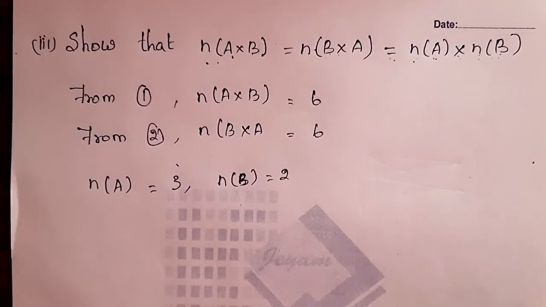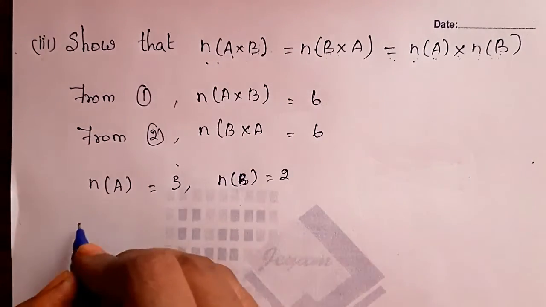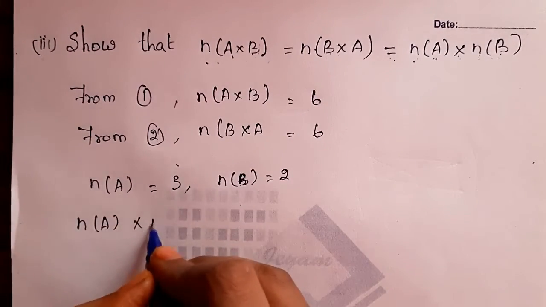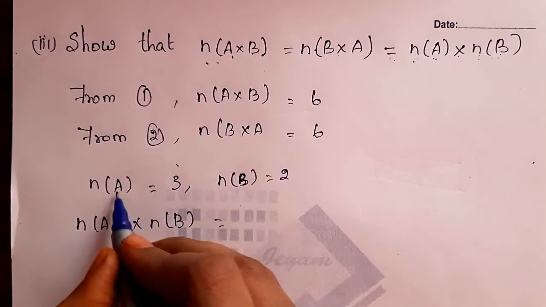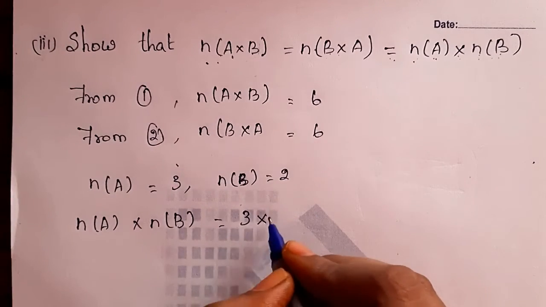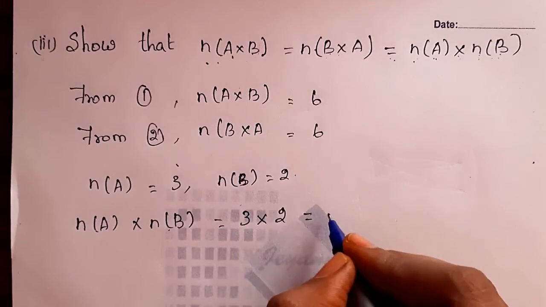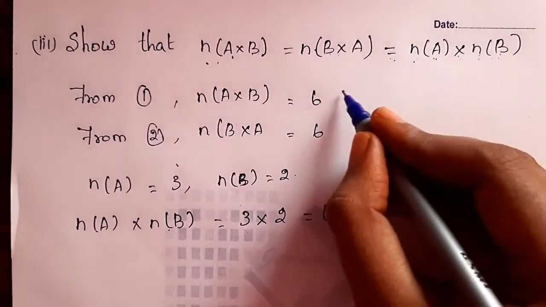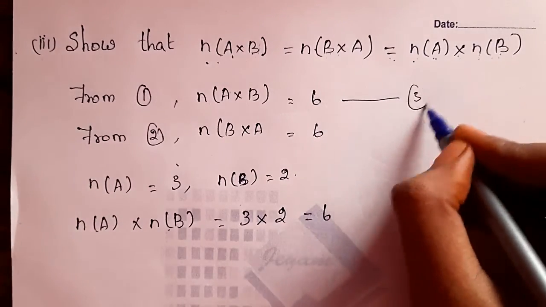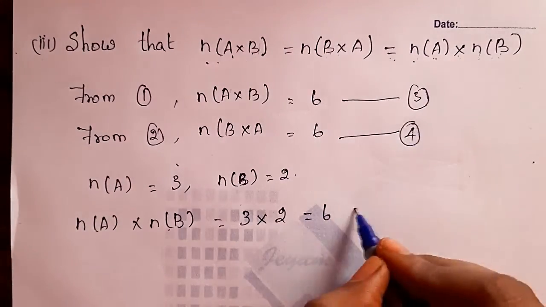Okay, what do we need now? n of A cross n of B. So n of A cross n of B is equal to, what is n of A? 3, into, what is n of B? 2. Just multiply it, what do we get? 6.